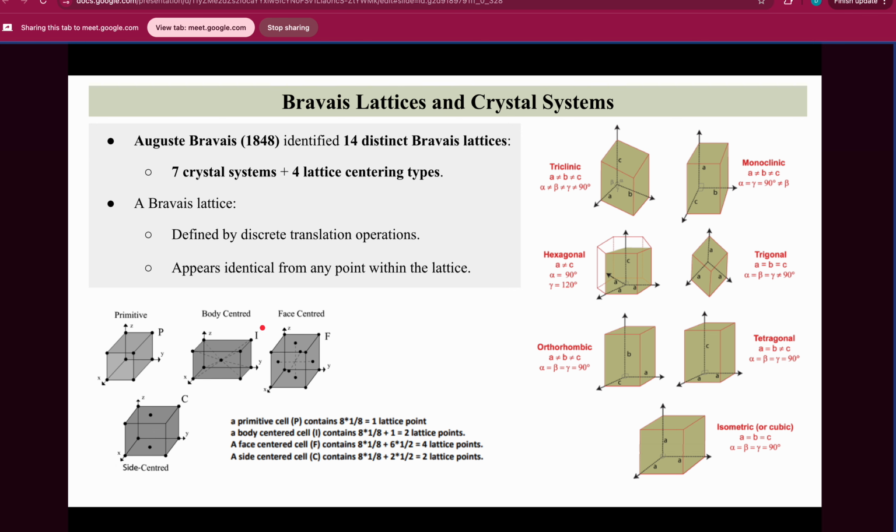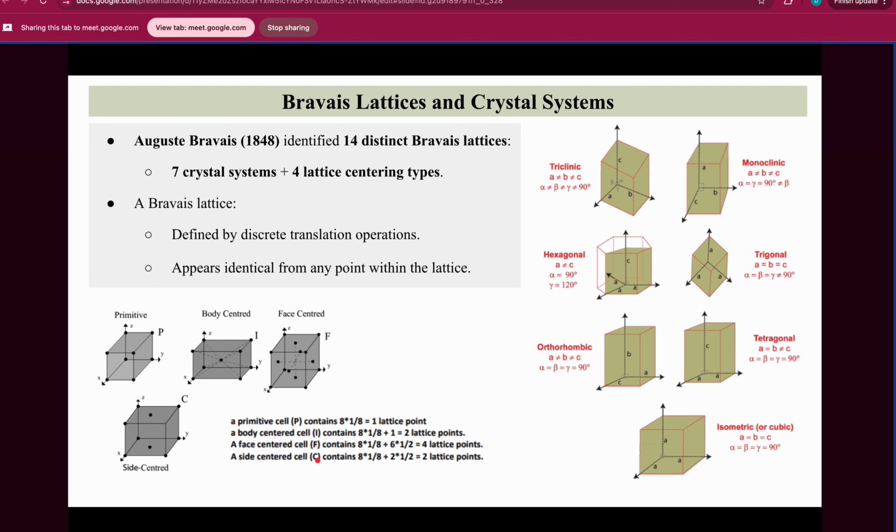Similarly, for the body centered case, we have one lattice point in the center of the body, and then 8 points at the corners. Those 8 points contribute 8 into 1 by 8, which is 1, plus this single point inside the body. It completely contributes towards this single unit cell only, because it is not shared with any other unit cell. That's why we add it completely: there is a 100% contribution from this one lattice point. So there are 2 lattice points in the body centered type.